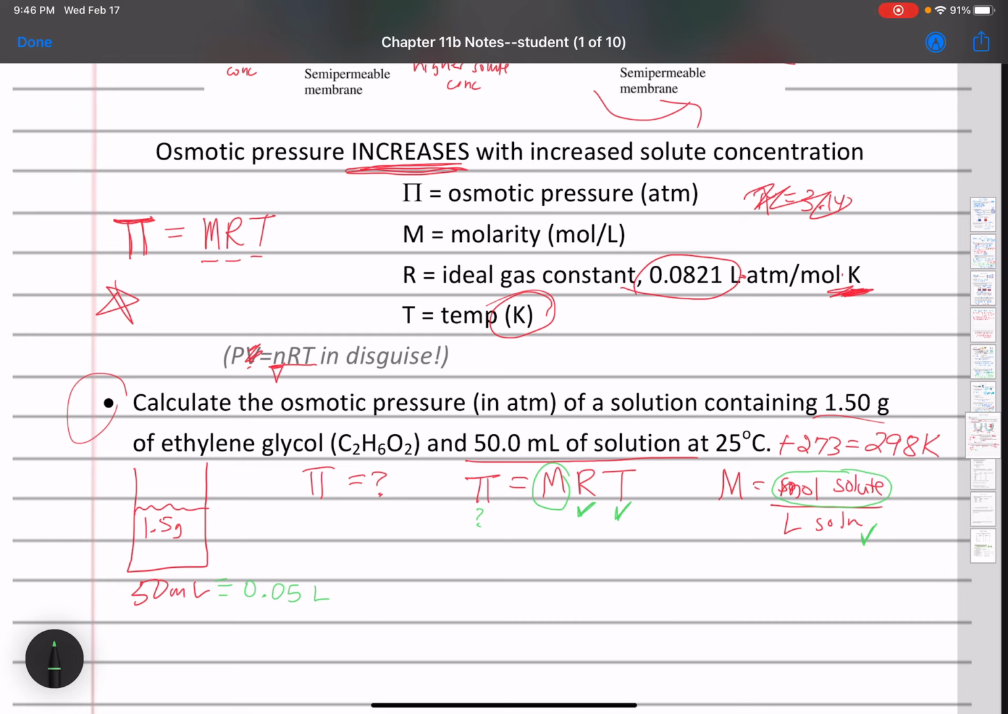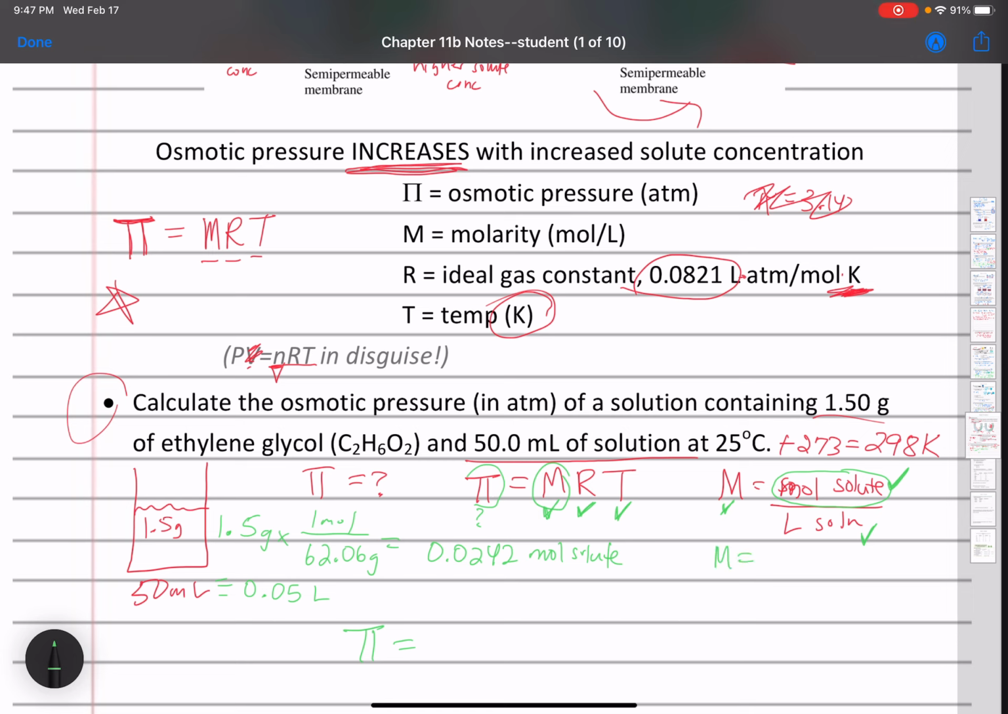I can find that out pretty easily because I have the mass, 1.5 grams of ethylene glycol, divided by the molar mass of ethylene glycol, which we used in a previous problem, and it was 62.06. So that means we have 0.0242 moles of our solute. All right, so now I've found moles of solute. Yay, so I have my molarity, and I can plug it in here and find the osmotic pressure.